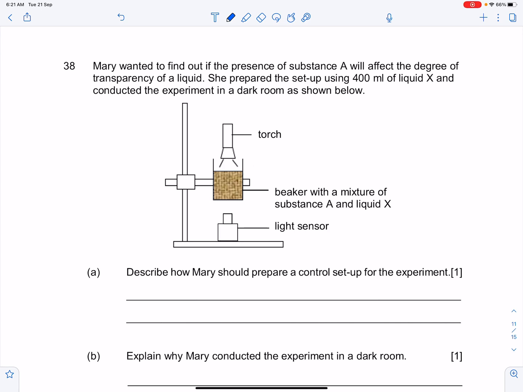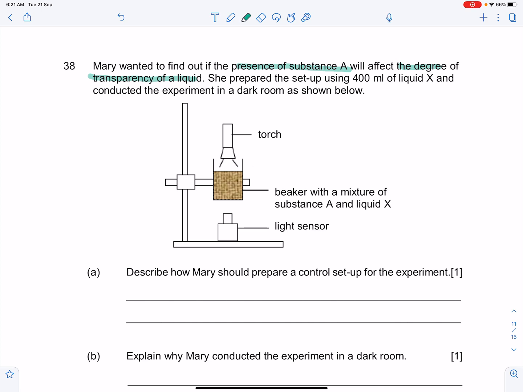Alright, moving on to question 38. Mary wanted to find out if the presence of substance A will affect the degree of transparency of a liquid. She prepared the following setup using 400 ml of liquid X and conducted the experiment in the dark room as shown below. Okay, so from this question, let's do a bit of highlighting. So you want to know whether or not presence of substance A will affect the degree of transparency.